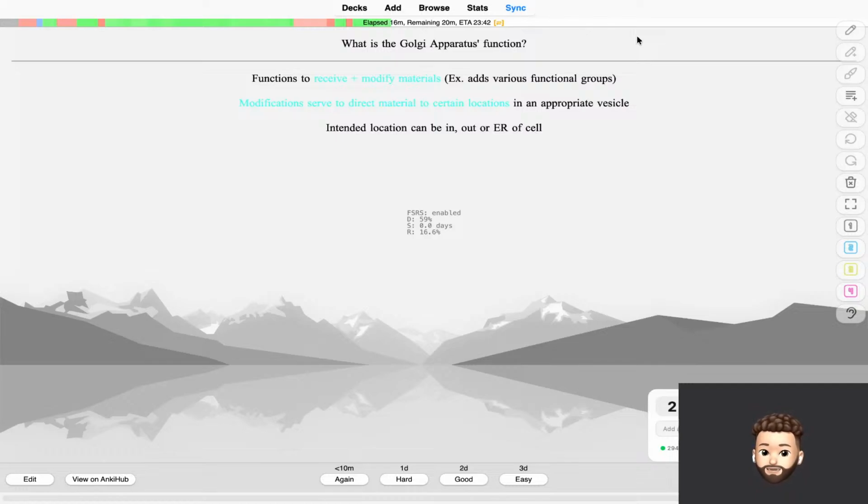Damn. I think I was given the definition for what is Golgi apparatus. Damn.